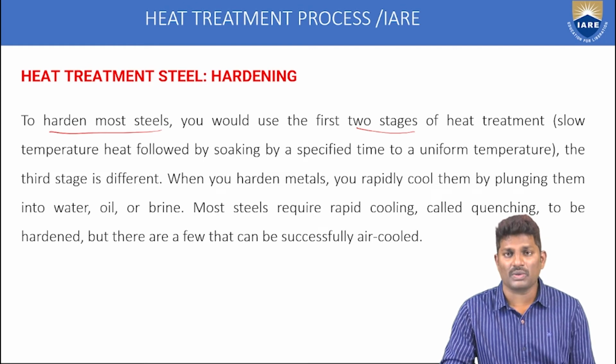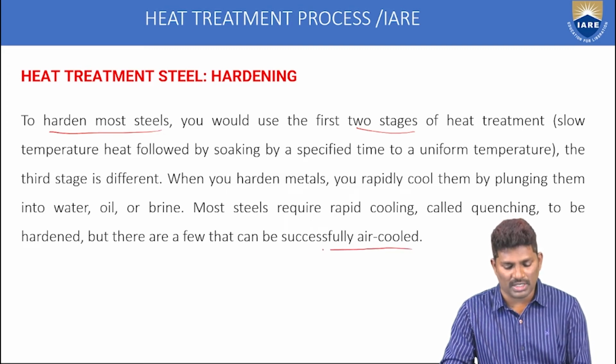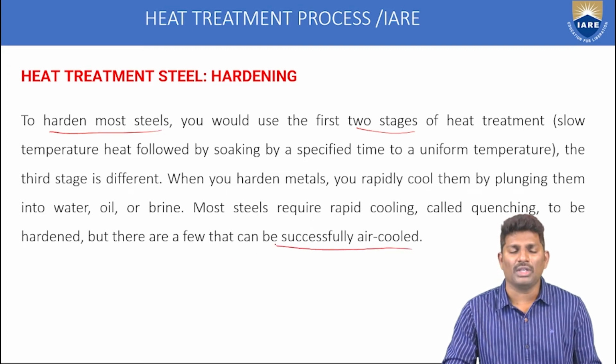So most steels require rapid cooling, called the quenching process, to be hardened, but there are a few that can be successfully air cooled. So most of the materials, in order to get hardness inside the body, are done with rapid cooling only.